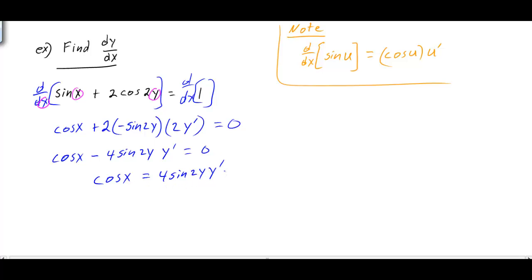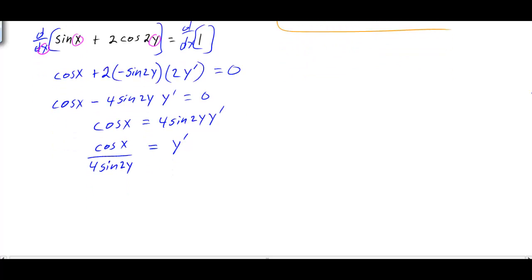And now we only have the one term that has y prime, so we can just simply divide everything away. So we have cosine of x divided by 4 sine of 2y. And there's our derivative. And notice again, the derivative is in terms of both the variables x and y.